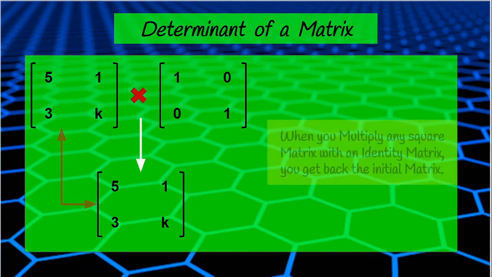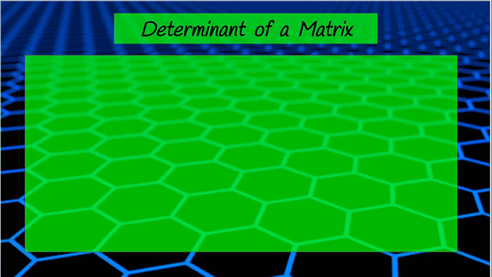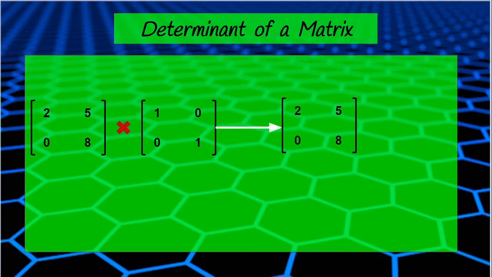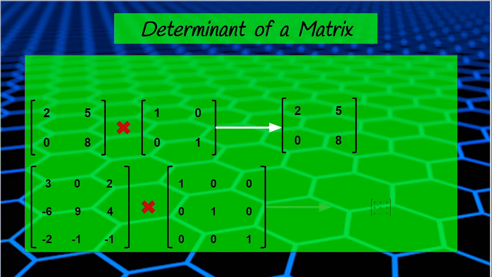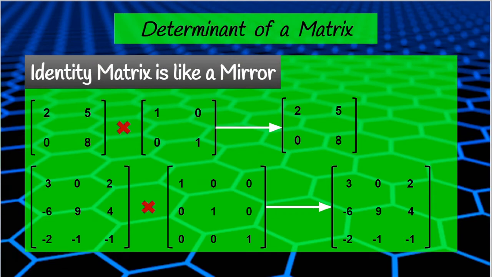Now, why is this so? Usually, when you multiply any square matrix with an identity matrix, you get back the initial matrix. For instance, if you multiply any 2 by 2 matrix like we have here by its corresponding identity matrix, you should get back the initial matrix. And the same applies for a 3 by 3 matrix. You should always get back the initial matrix. This is why the identity matrix is said to be like a mirror. It gives you back whatever you multiply it with.